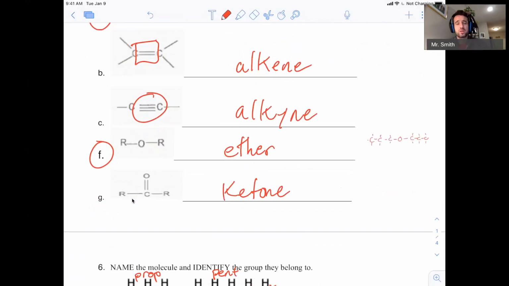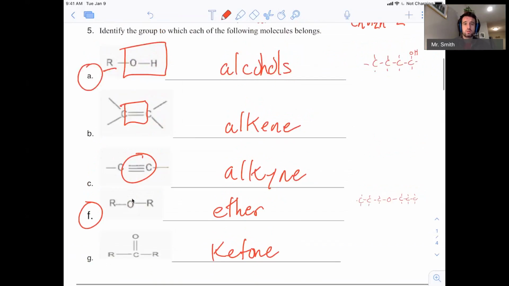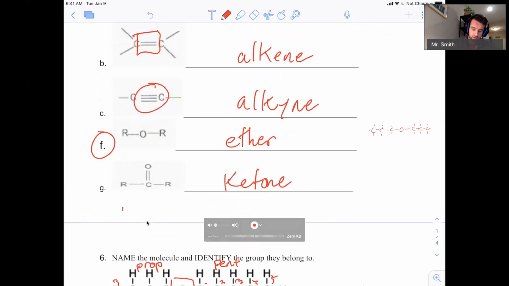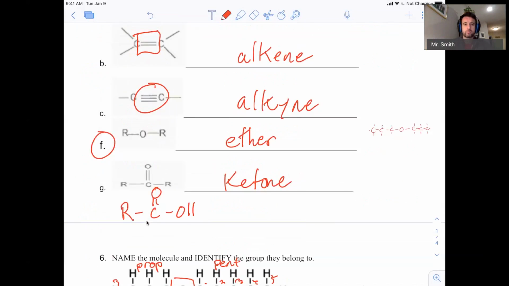A couple things I would mention about this. Ethers look very similar to alcohols, just because they both have an O with two bonds on the other side. And ketones look very similar to the general formula for a carboxylic acid, where it would look like this. Again, very similar. There's just that one slight change. This would be a carboxylic acid.